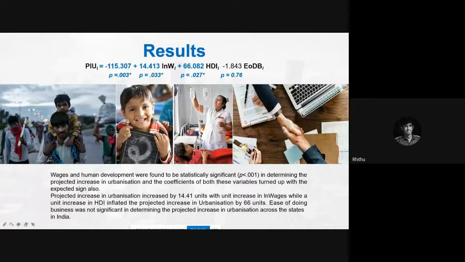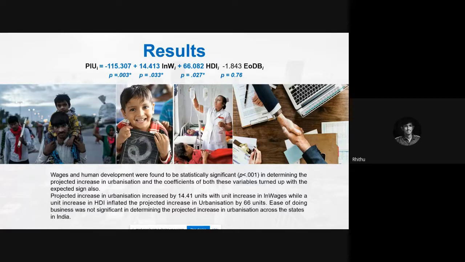Now, what does this mean? Wages and human development were found to be statistically significant. The former had p-value 0.033 and the latter had p-value 0.027. Both these factors, that is wages and human development, turned out to have the expected sign, that is positive. So they are positively related to the projected increase in urbanization.